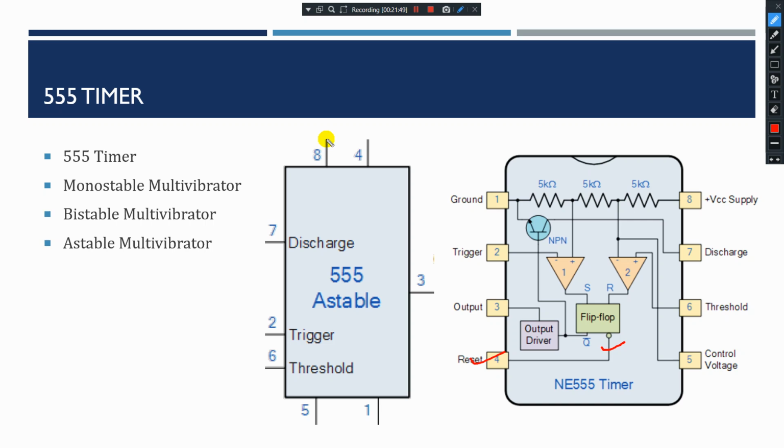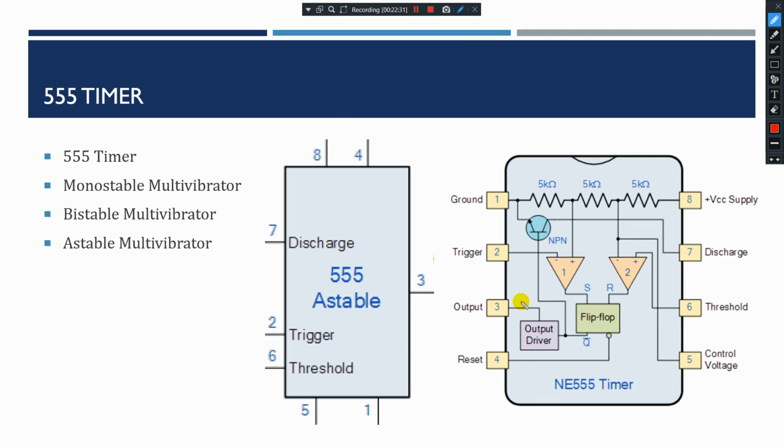That is the reason I said previously that pins 8 and 4 will be connected to plus VCC. When it is not being used, to prevent any unwanted triggering, your pin 4 will always be connected to plus VCC. Try to understand. This pin is used as a reset for an internal flip-flop controlling the state of your output pin number 3. This is an active low input and is generally connected to high, or we call it 1. So that is pin number 4.